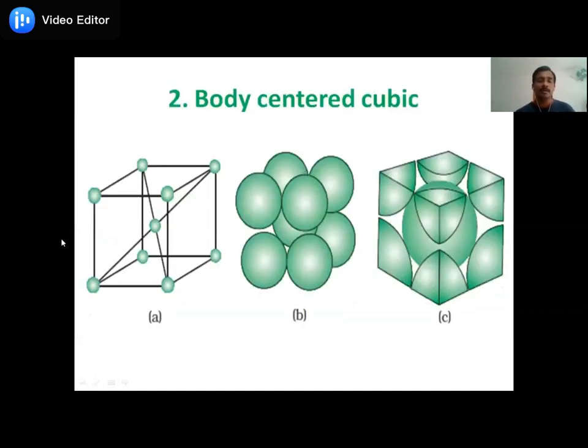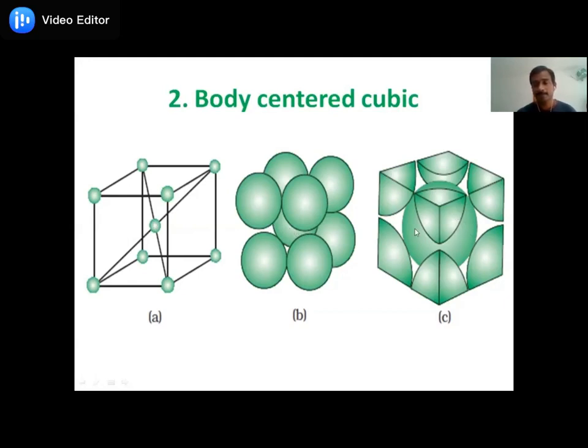Now body-centered cubic. Particles are present at the corners and one particle is present at the body center. So here the calculation is very simple. What is the total contribution from corner? 1. And the particle present in the body center is not shared by any other unit cell. That is well within the unit cell. Here you can see in this picture, it is not shared by any other unit cell.